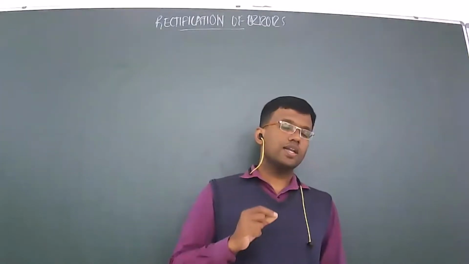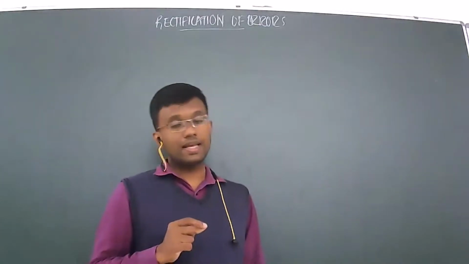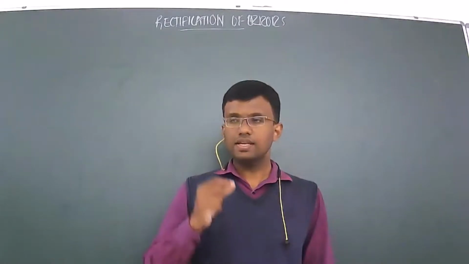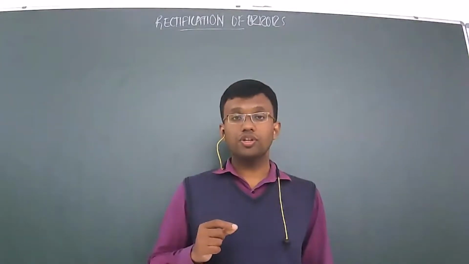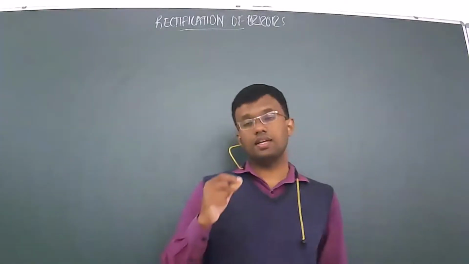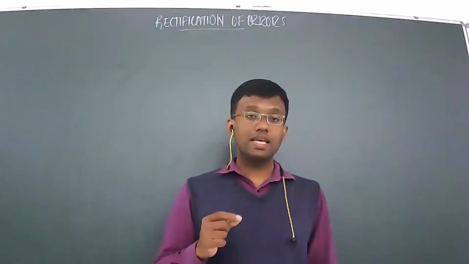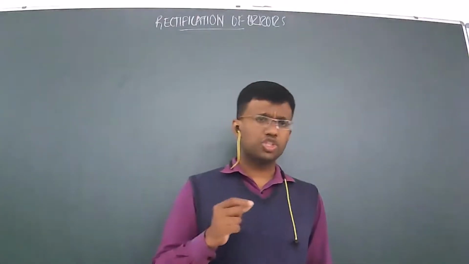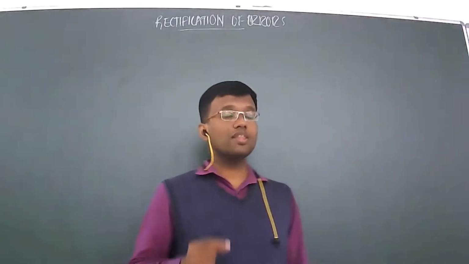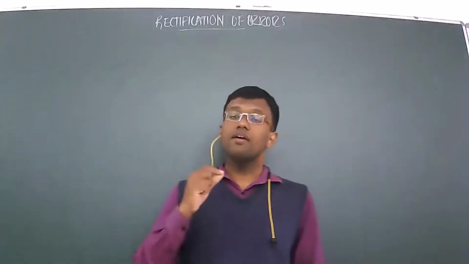Next thing is, let's try and understand what is the nature of the error. Shibin's account is personal in nature. The golden rule is debit the receiver, credit the giver. Here, Shibin is the giver. So Shibin's account should have been credited with 500.